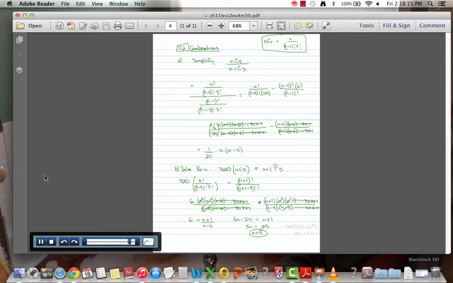Very good idea in these questions to check to see if that works back in the original question. And if you try 720 times 5 choose 5 equals 6P5, you'll find that 720 times 1 equals 720, and it does work out. The reason why I say it's a good idea to check in these ones is you will find some extraneous solutions in perms and combs questions where you're asked to solve.